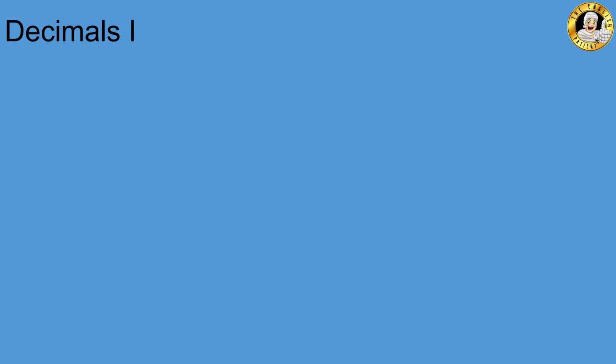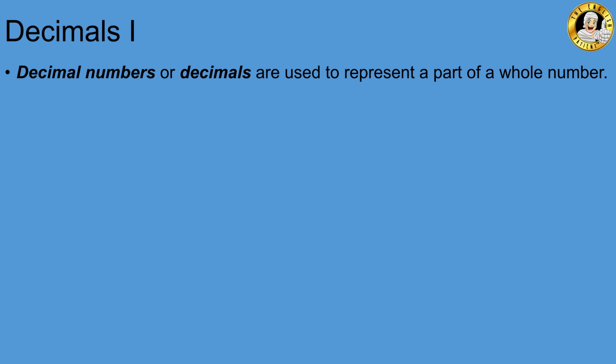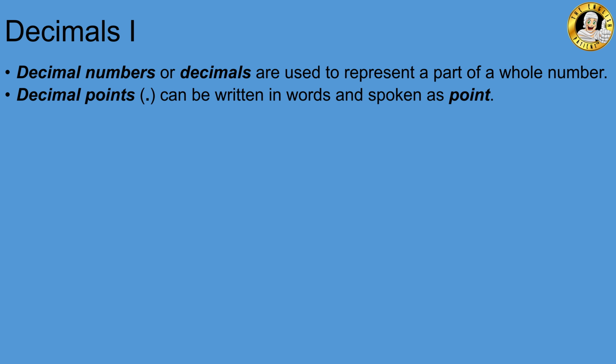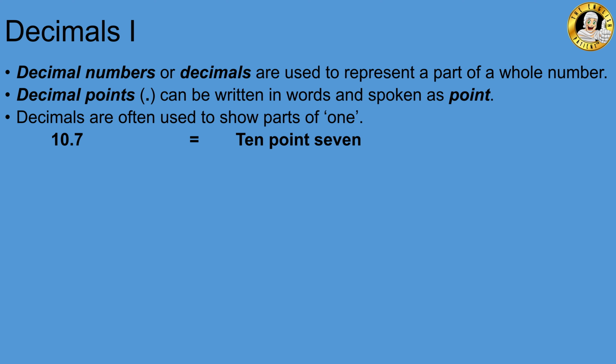Let's take a look then at decimals. Now, decimal numbers or decimals are used to represent a part of a whole number. Decimal points can be written in words and spoken as point. Decimals are often used to show parts of 1. For example, this would be 10.7.